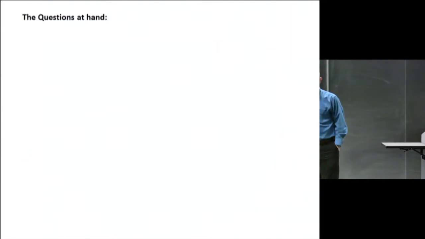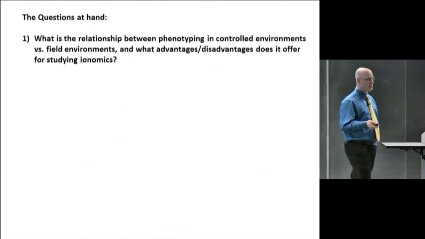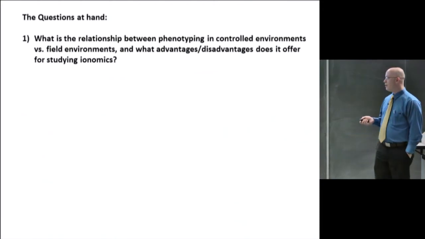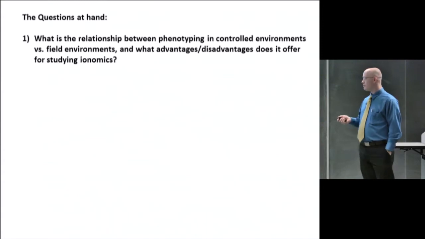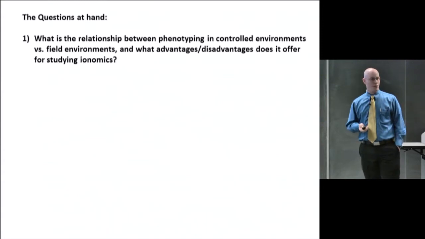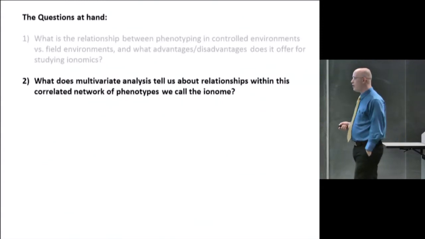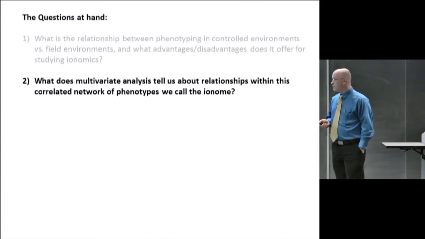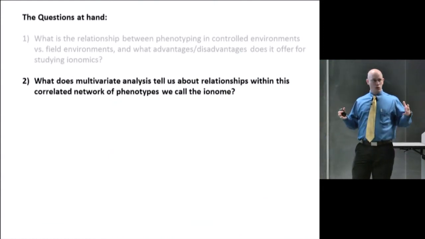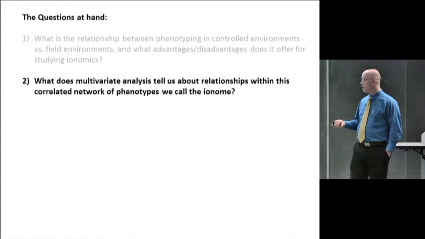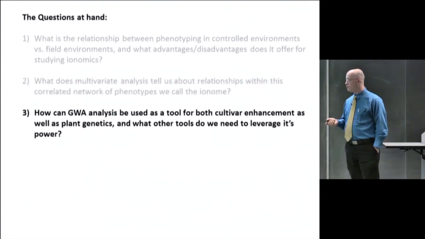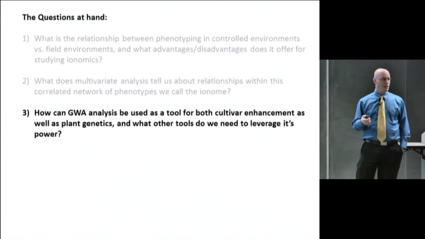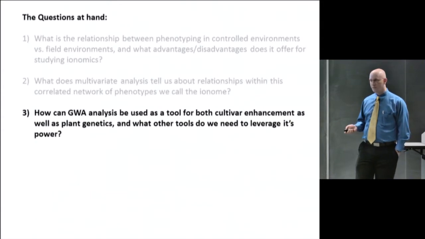So these are some of the questions that we want to answer using some of those tools. What is the relationship between phenotyping in controlled environments versus field environments, and what advantages or disadvantages does it offer for studying ionomics? What does multivariate analysis tell us about relationships within this correlated network of phenotypes that we call the ionome? And how can genome-wide association analysis be used as a tool both for cultivar enhancement as well as plant genetics? And what other tools do we need in hand in order to leverage its power?